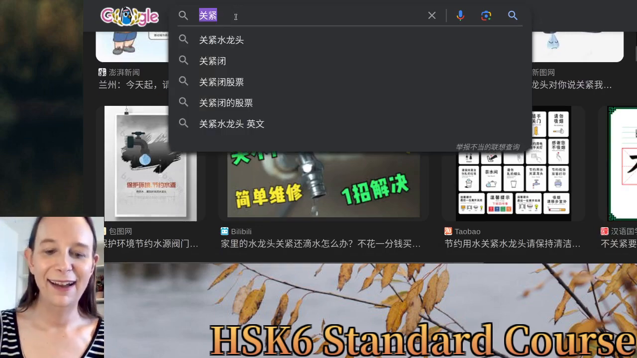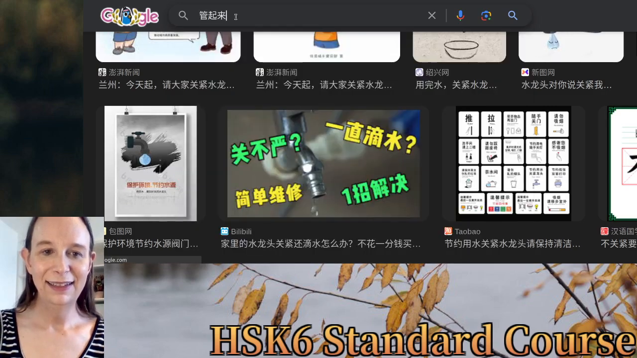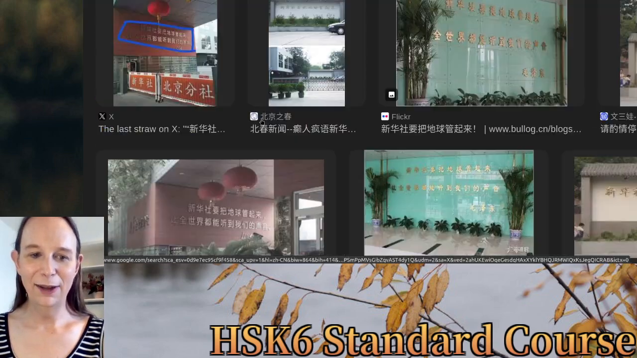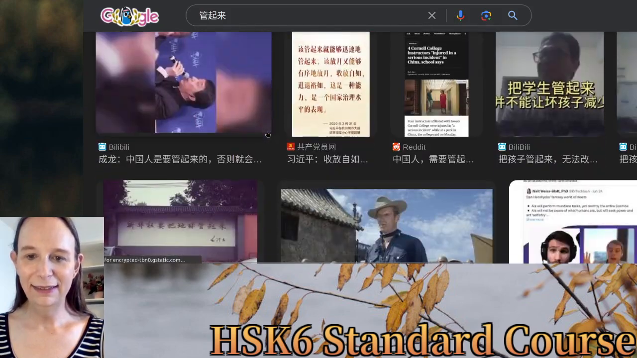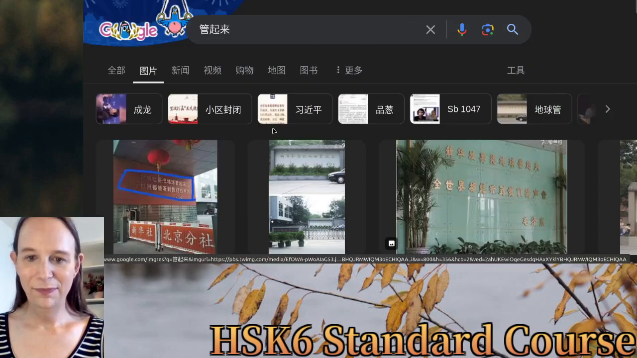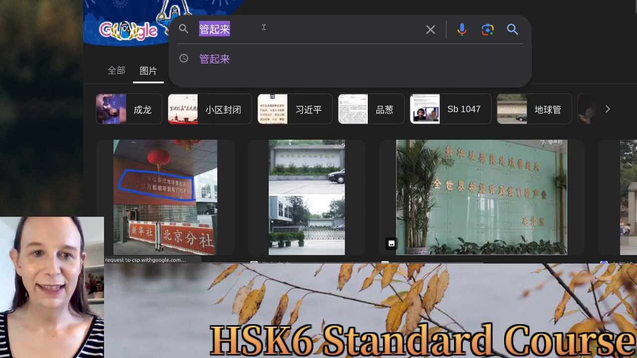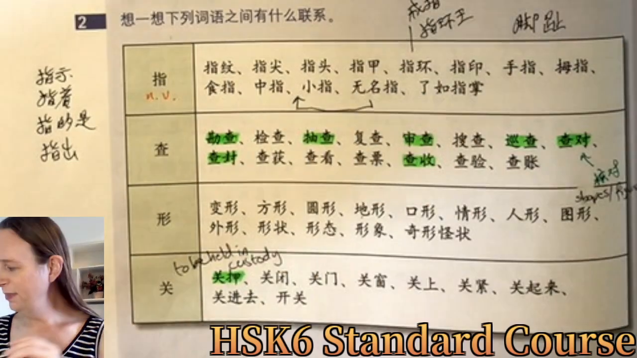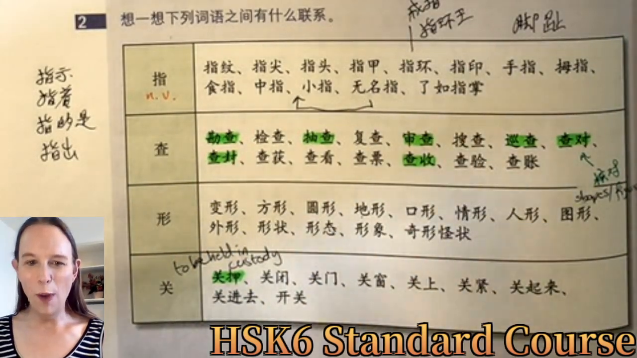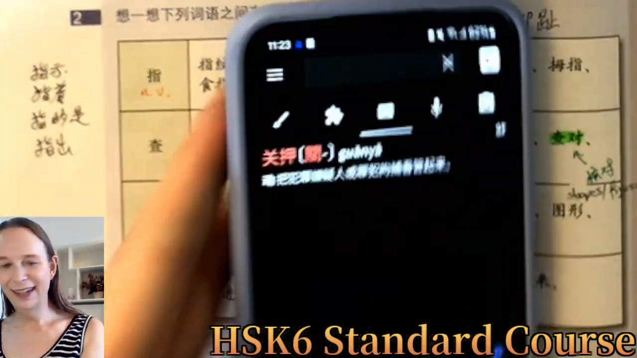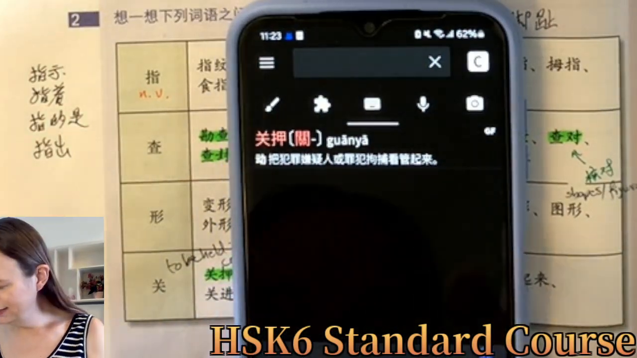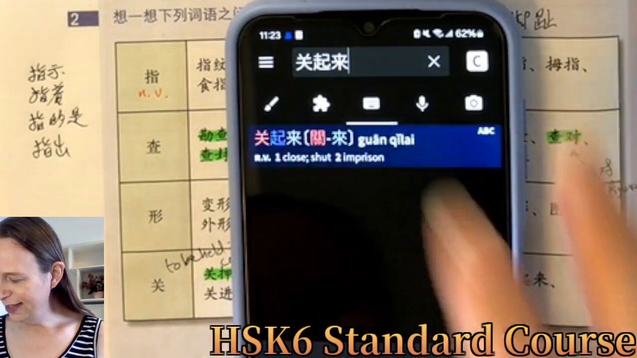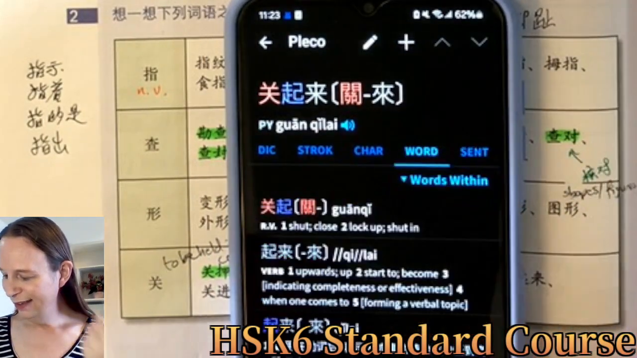关起来. It's just close, but it's close up kind of thing. These are not exactly useful. Now maybe I'll just go to Pleco. I mean, it's just 关 with 起来 afterwards, right? It's just the verb 关. It's not a separate word. 关起来.